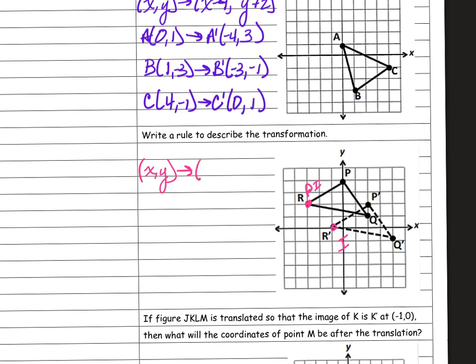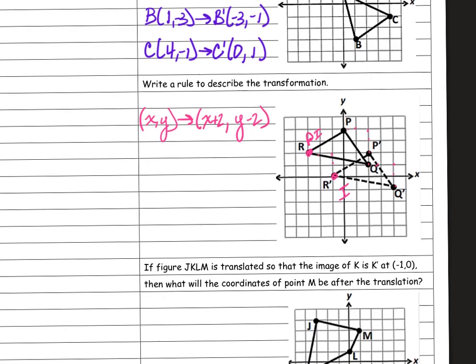So what did I do to my X to go from here to here? Well, I went 1, 2 to the right. So that's going to be add 2. And then I went 2 down. So that would be Y minus 2. That's it. I could have done that from any point. I could have done that from P, 2 to the right, and 2 down. Q, 2 to the right, 2 down. I would have come up with the same rule no matter which point I picked. Okay, and then on the last one, we're going to put that in the Nearpod for you guys to do also.